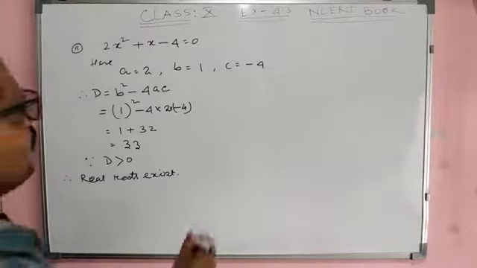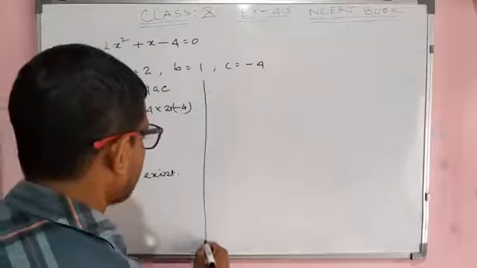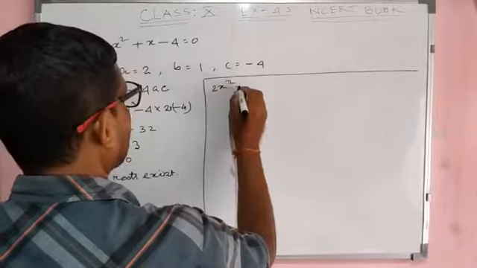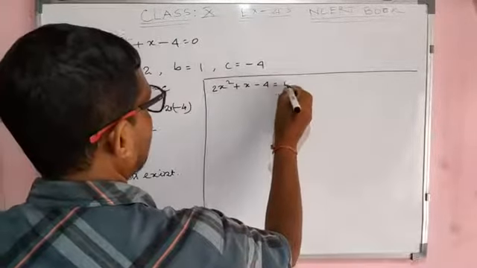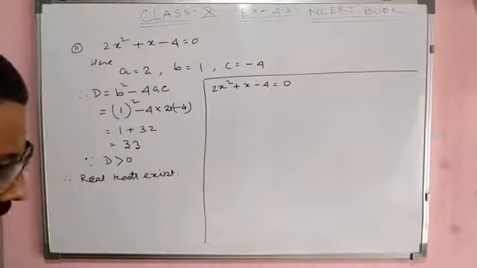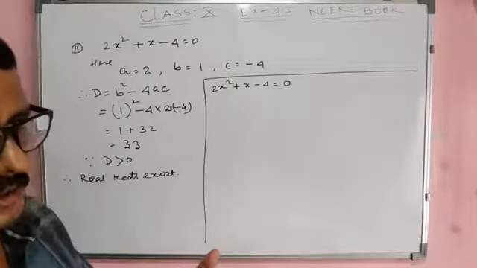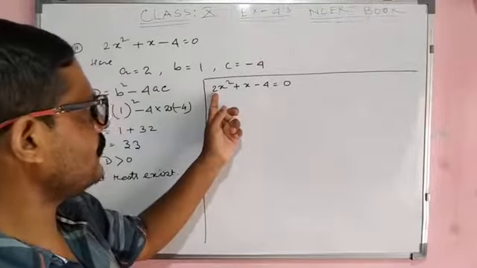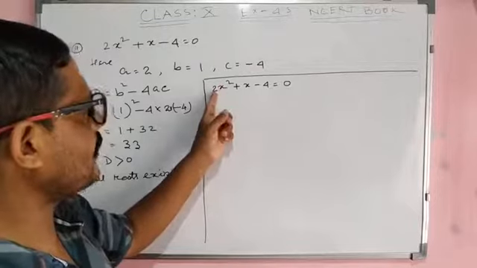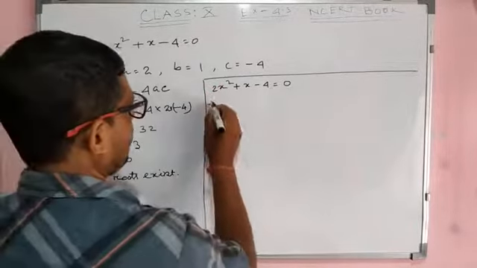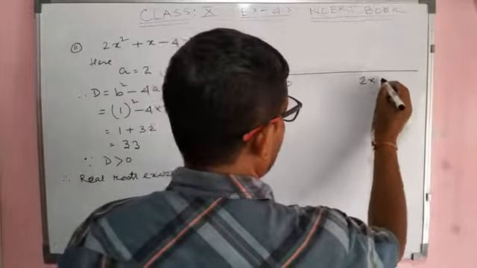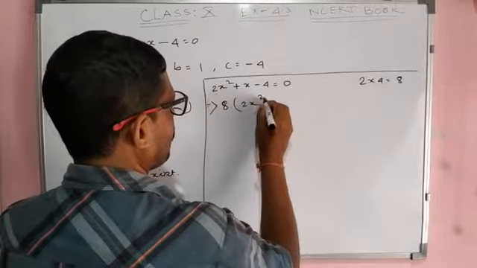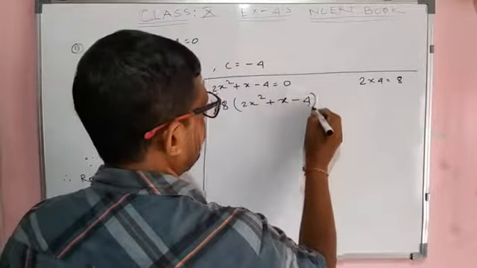Let us see how to apply the completing square method. The equation is 2x square plus x minus 4 equal to 0. We can use any one of these methods. We have two methods for completing square. One is dividing this equation by the coefficient of x square, or multiplying by 8. So let us use the second one. Multiplying by 8, we get 8 times (2x square plus x minus 4) equal to 0.